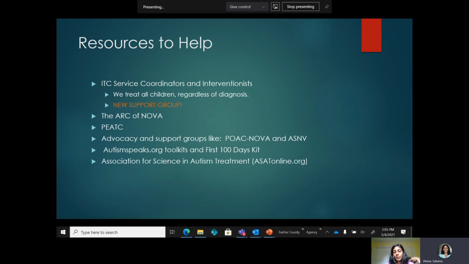This is an organization that really looks in depth at the science behind different treatments. Unfortunately, there are a lot of other types of treatments I didn't talk about today that are not evidence based. So, before jumping into something like that and spending a lot of money or time, you want to make sure that it's not harmful for your child, and that it actually has some research to support it. So this is a good place to go for that information.